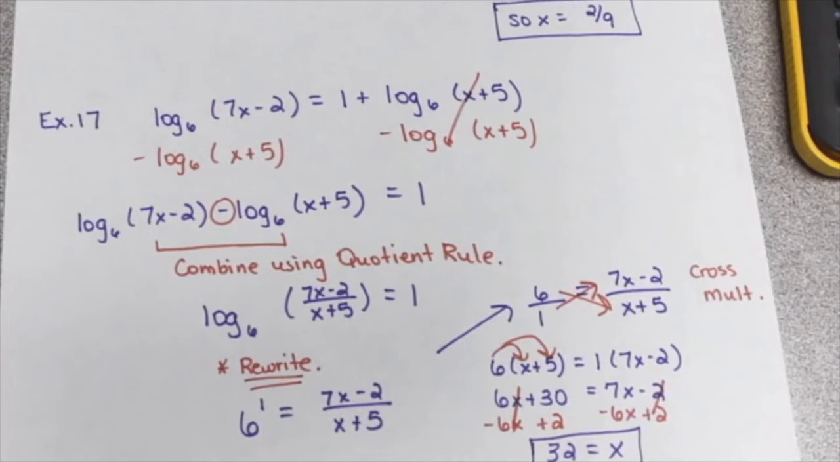So notice anytime we can, we're just rewriting the original, right? So that we can do a rewrite step in exponent form.